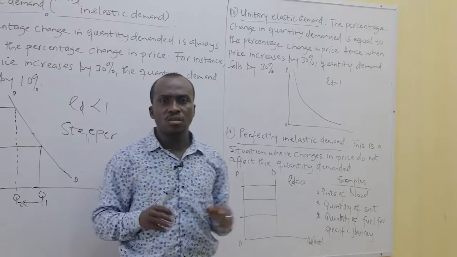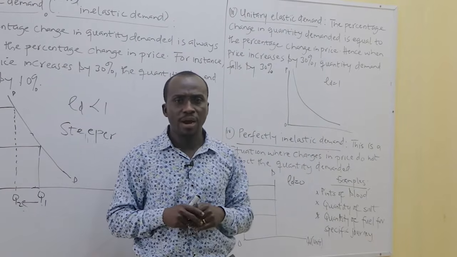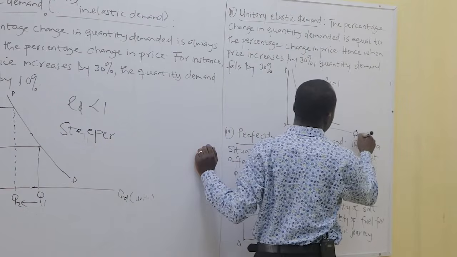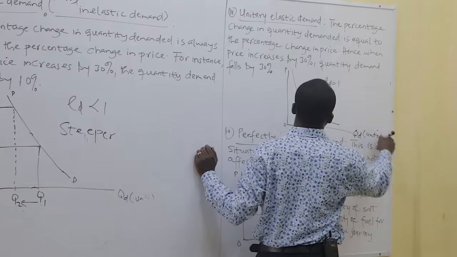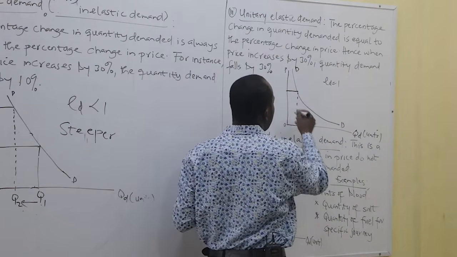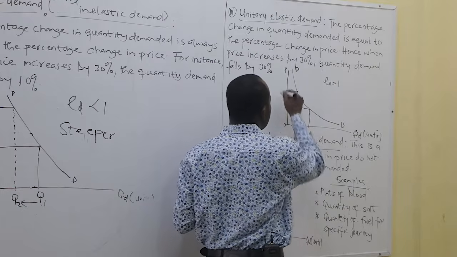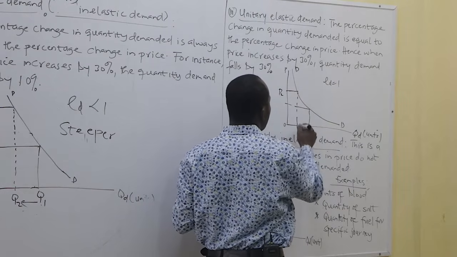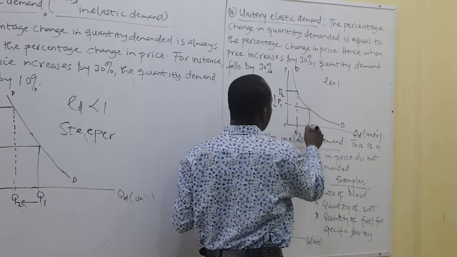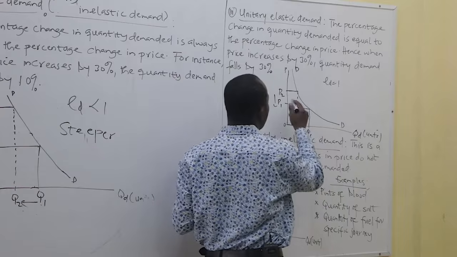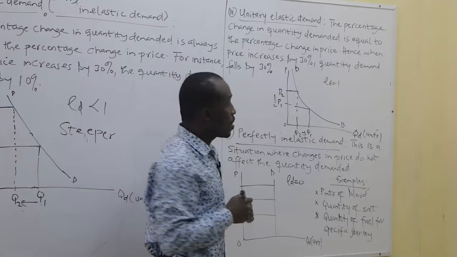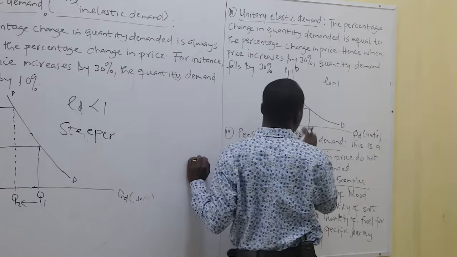In rare cases, only a few commodities behave that way, right? So if you look at the diagram here, we have quantity demanded, D here. The change in price and the change in quantity demanded is the same, and elasticity is equal to 1.